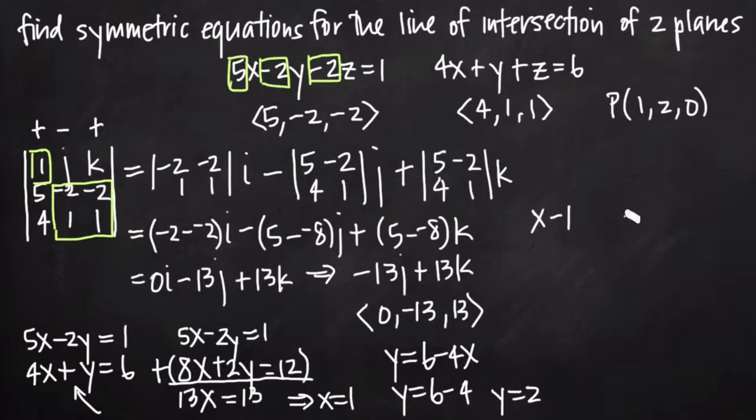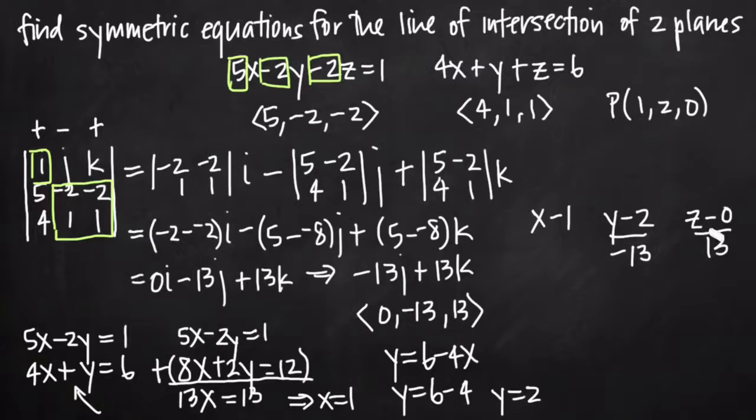Let's now do the same thing for y. We'll do y minus the y value from our coordinate point, which is 2, divided by the y value here in our direction vector, so we got negative 13 there for y. Then we'll do the same thing for z. We'll get z minus the z value from our coordinate point, which is 0, divided by the z component here in our vector, which is positive 13. And these are our symmetric equations.